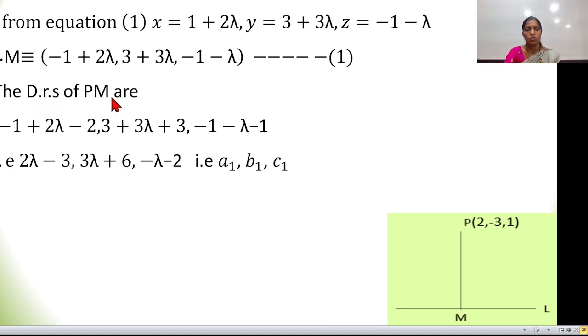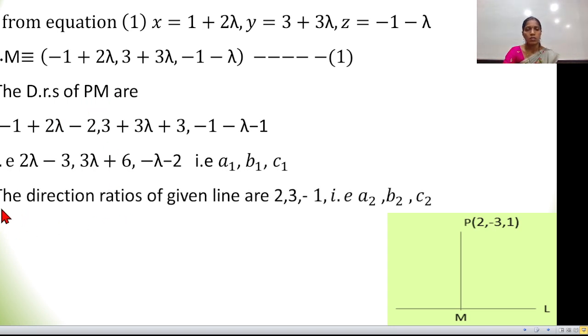It means the direction ratios of PM are 2 lambda minus 3, since minus 1 minus 2 we get here minus 3. 3 lambda take as it is. 3 plus 3 we get here 6. And minus lambda take as it is. Minus 1 minus 1 we get here minus 2. That is, say, A1, B1, C1. These are the DRs of vector PM.